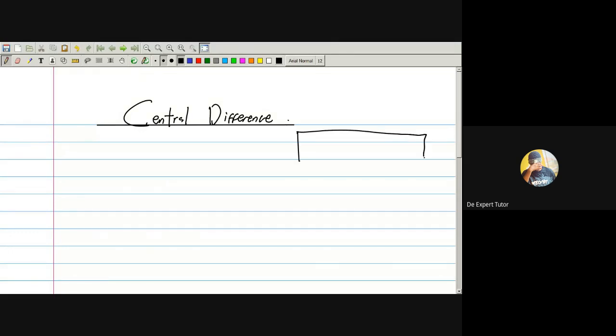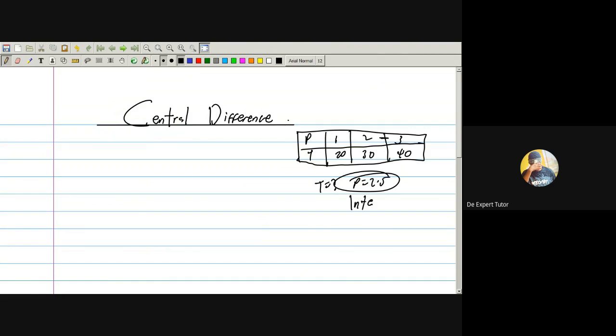Let me see if we have something like this. Let's say we have pressure and temperature, and we have 1 atm, 2 atm, 3 atm, and those temperatures were 20, 30, 40. If I ask you to find the temperature at pressure equal to 2.5, because 2.5 is within the data that you have here, then it is what? Interpolation. Good.